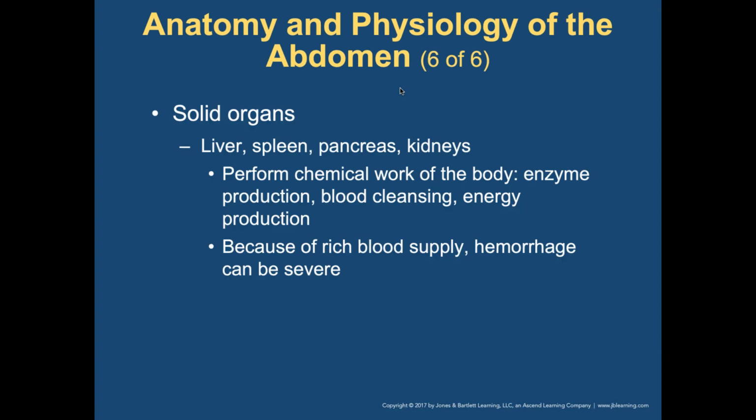So the solid organs of the abdomen include the liver, spleen, pancreas, and kidneys. These organs perform the chemical work of the body, and this is important: enzyme production, blood cleansing, and energy production. The reason why those are so important is because we have to have every single one of them to make it through day-to-day life.